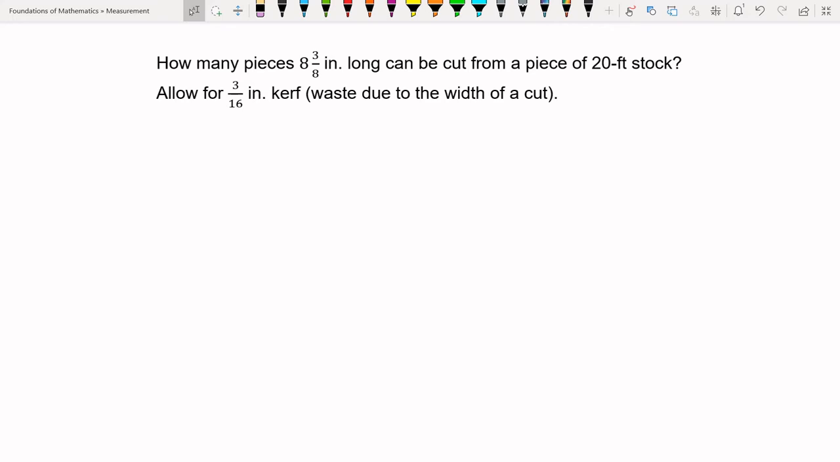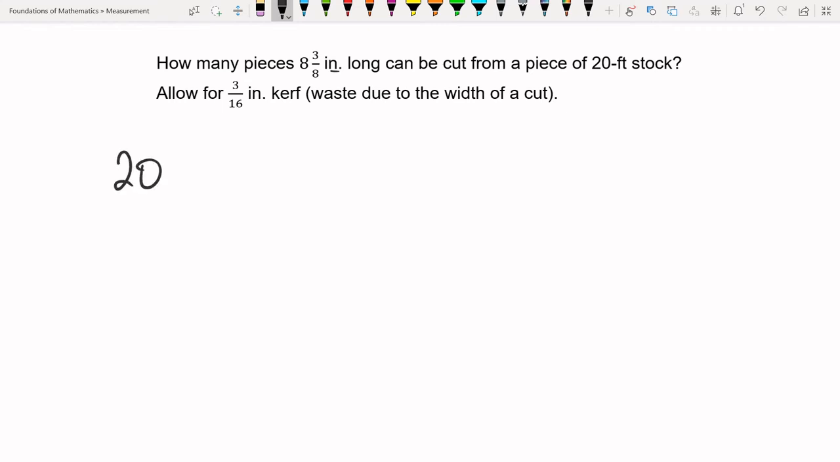Okay, here we're cutting off 8 3/8 inch pieces from a 20-foot stock. We need to allow for a 3/16 inch kerf. To do that, you just add 3/16 onto 8 3/8, and then you can divide that out. Of course, the problem here is that we have inches and we have feet. The inches are a little bit weirder numbers, so let's change the feet to inches rather than converting the 8 3/8 to feet, which would probably take more work.